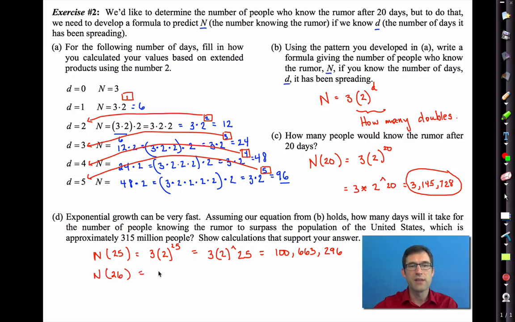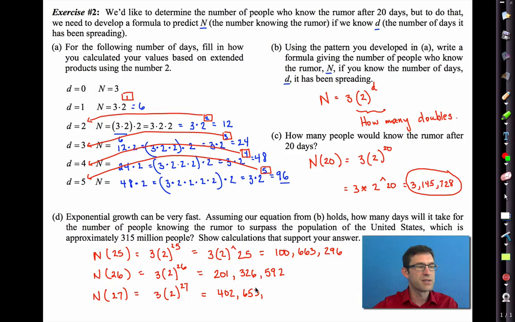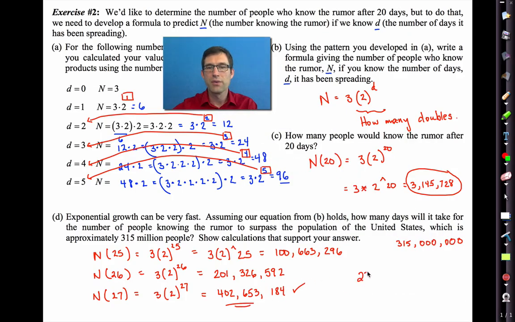So after 26 days, 3 times 2 to the 26th, we end up getting 201,326,592, still too small. But after 27 days, we're going to pop above the population of the US. That would be 402,653,184. So there it is. That's more than it. So we would say 27 days.